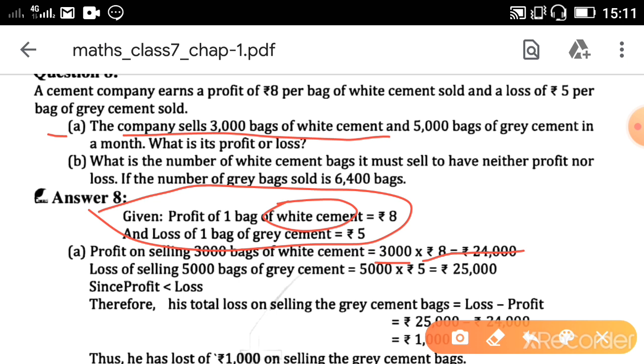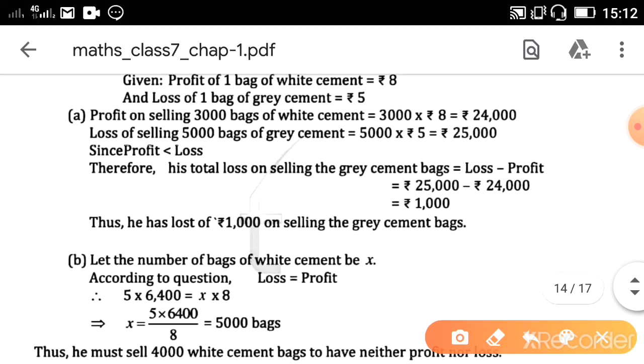That is a profit. 5000 bags of grey cement in a month. On the grey cement, the company got a loss. So 5000 into 5 is equal to 25,000. Now here profit is 24,000 and loss is 25,000. So it is clear that profit is less than loss. Loss is greater than profit. So at the end there is a loss. Therefore the total loss on selling the grey cement bags, loss minus profit, 25,000 minus 24,000 is equal to 1,000.